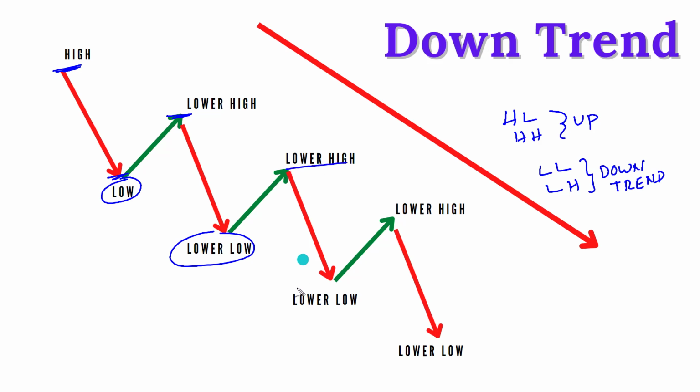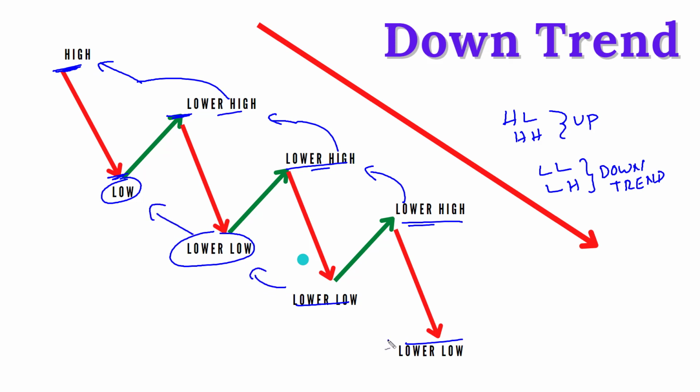And in a similar way, if you compare everything here, every high made is comparatively low with the previous one. You have to compare with the previous high, and if you compare with the previous low, everything is low, right? This low is lower than this, and this low is lower than this, and this low is lower than this.